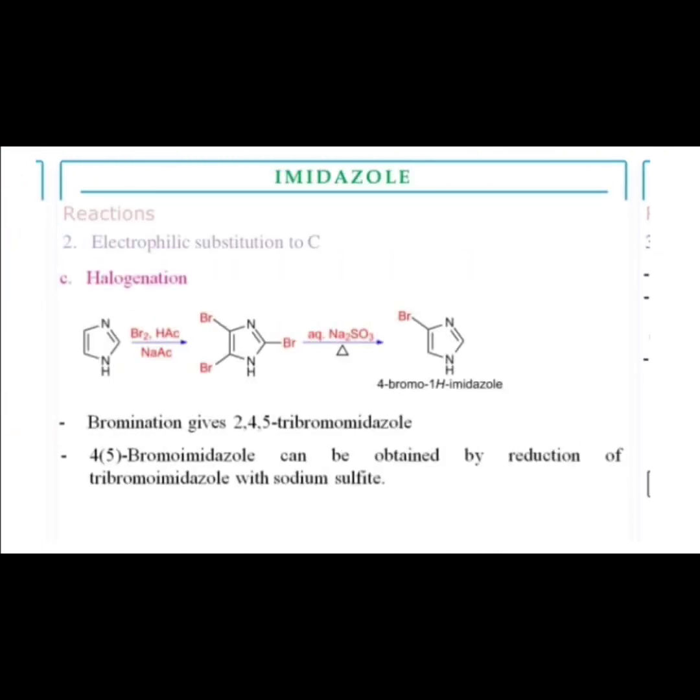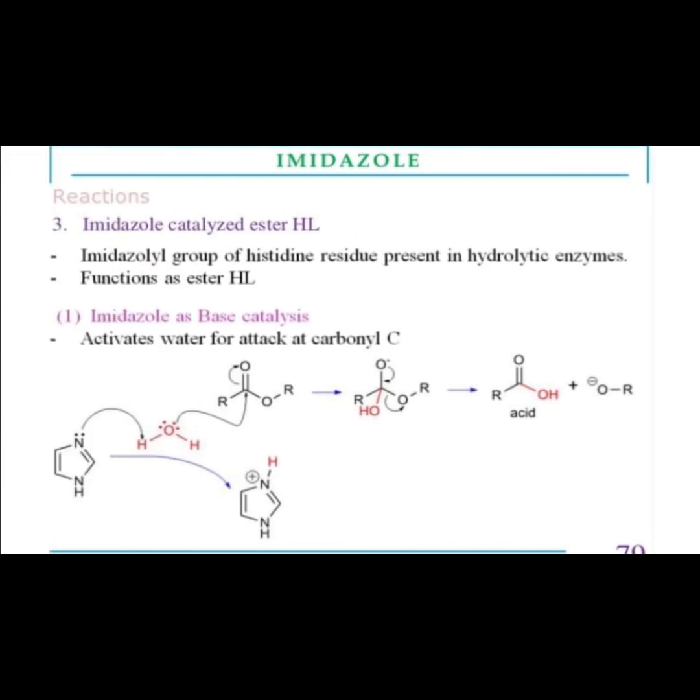Now see the halogenation reaction. Imidazole on reaction with Br2, HOAc, NaOAc gives this product. Here with Br2, that's why bromine groups are attached at the 4 and 5 positions. In the presence of aqueous Na2SO3 it gives 4-bromo-1H-imidazole. Bromination gives 2,4,5-tribromo imidazole. 4,5-dibromo imidazole can be obtained by reduction of tribromo imidazole with sodium sulfite.